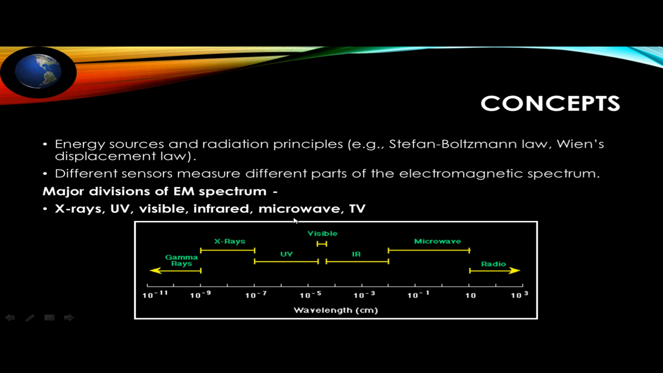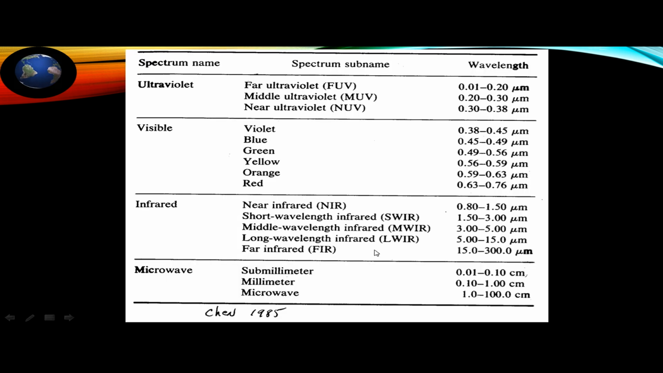Where is the visible region lying, where we can see it? It lies between ultraviolet and infrared. Just before visible there is ultraviolet, and just after visible there is the infrared range. In general, we are more interested in the visible range because we can visually analyze or interpret any image from the remote sensing sensors in this visible region of the spectrum.